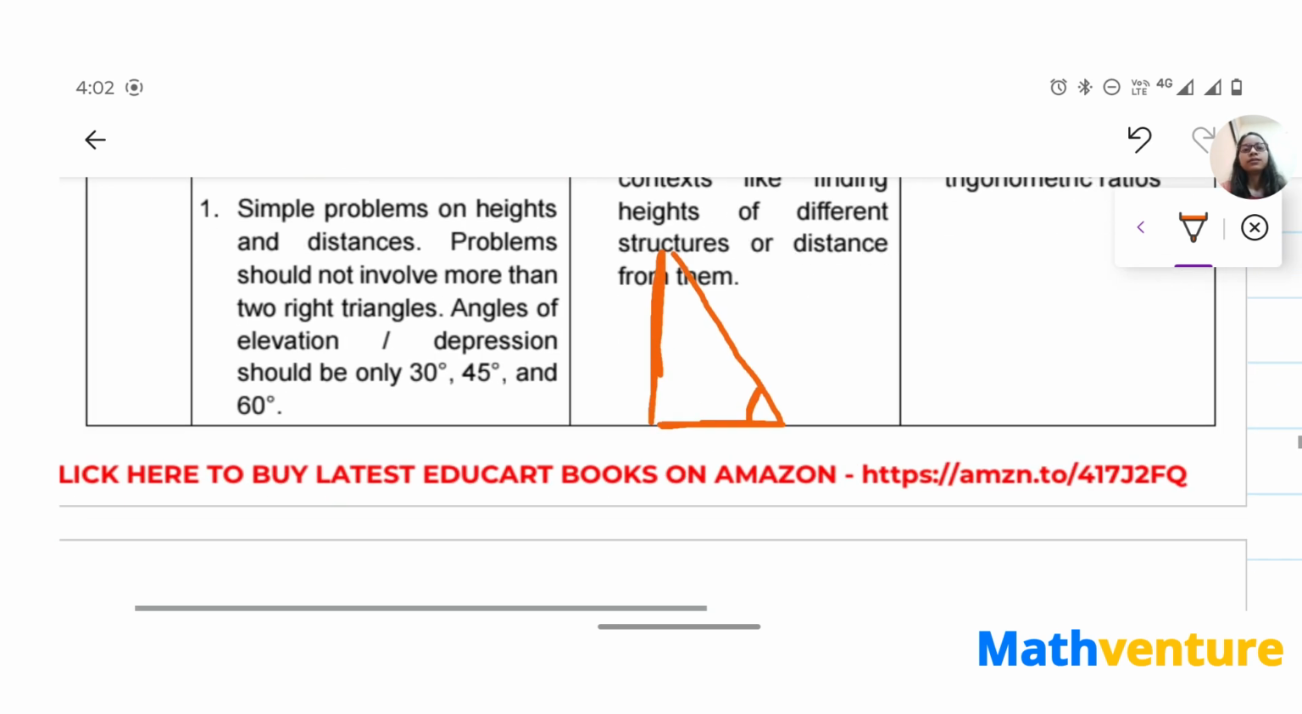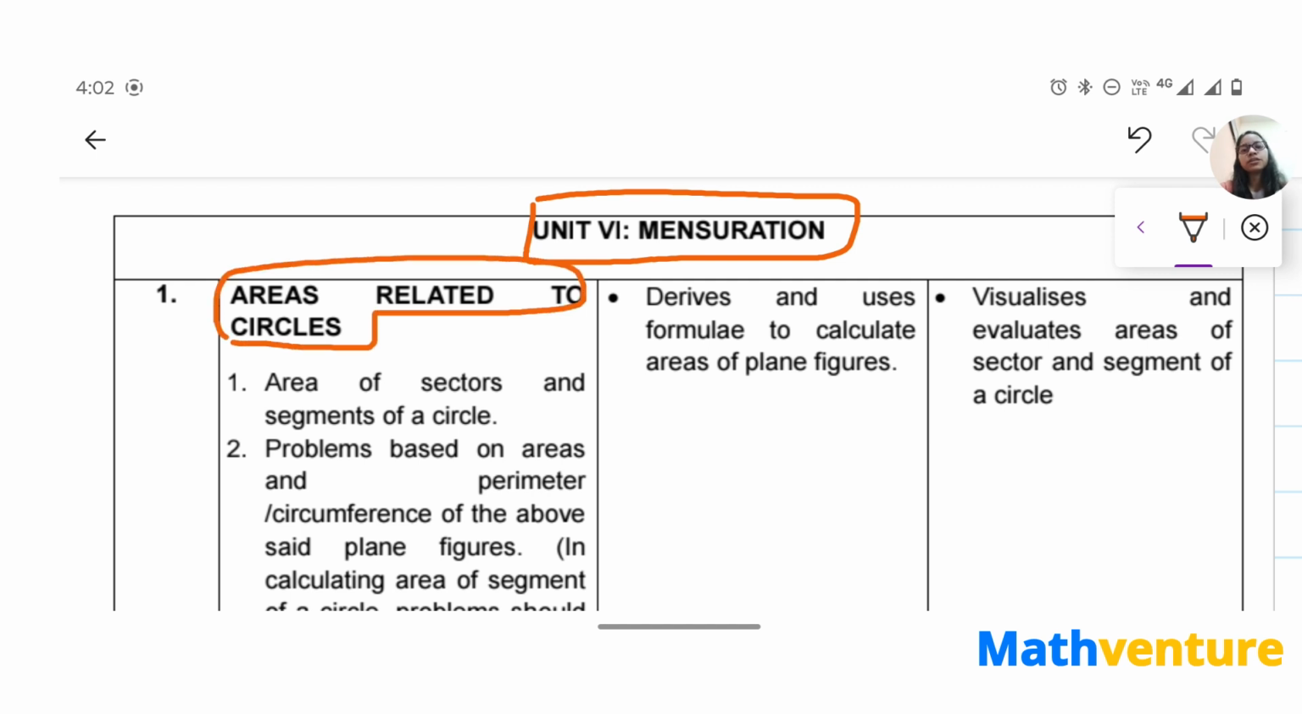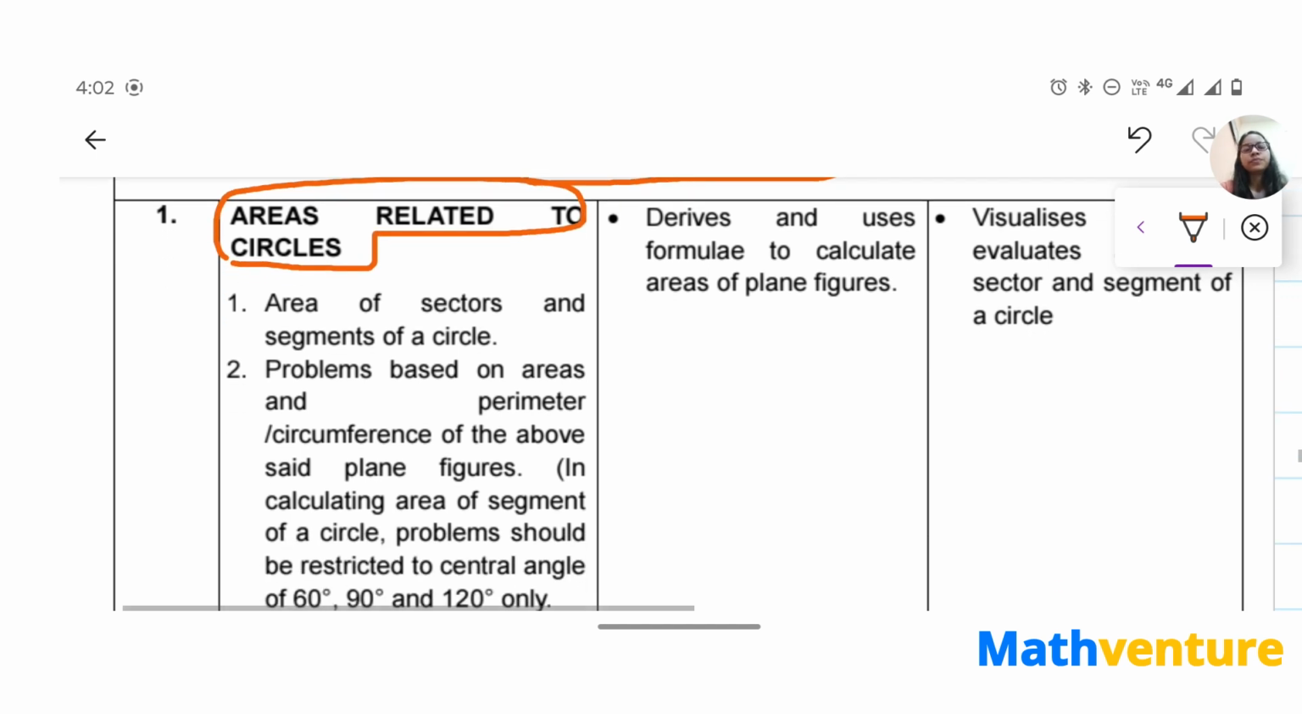Okay, next is sixth unit, mensuration. The first chapter is areas related to circle. You have earlier come across the formula pi r square for the area of circle and 2 pi r for the circumference of the circle. But here are two new topics, that is sector and segment.